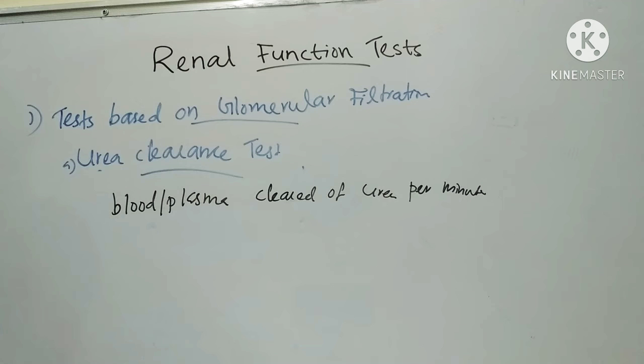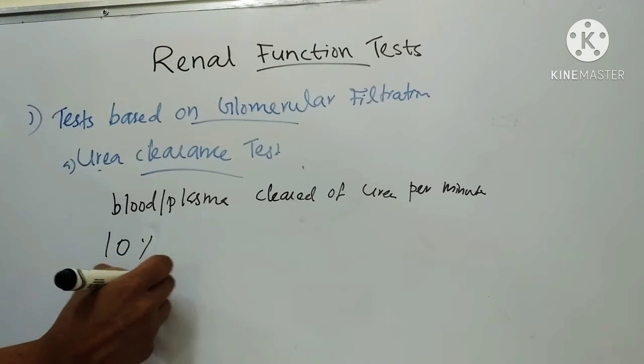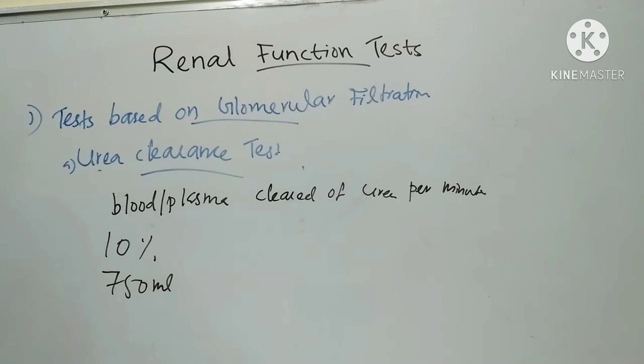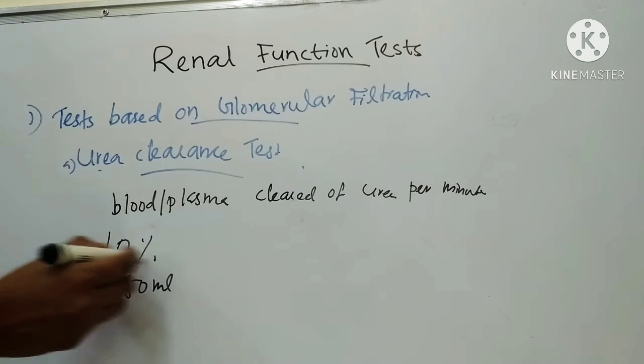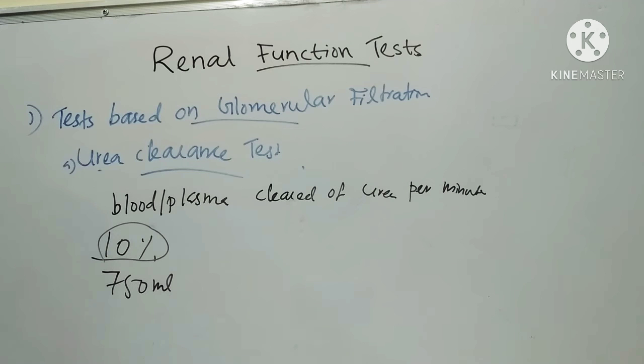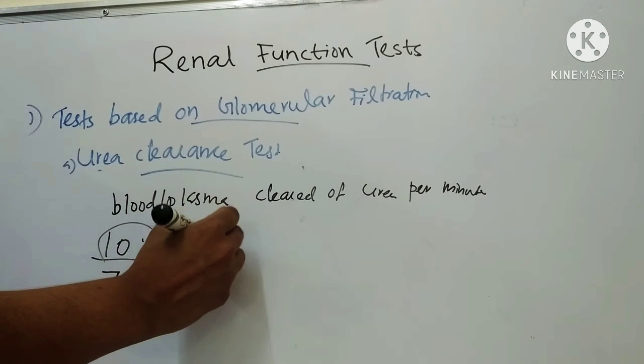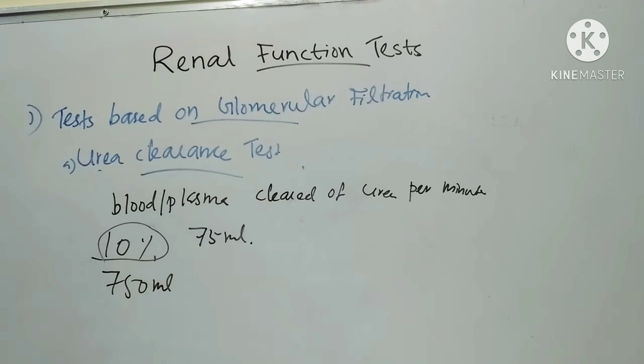This plasma is not completely cleared of urea. Only 10% of the urea is removed by the kidney. That is, 750 ml of plasma passes through the kidney per minute and only 10% of the urea is removed. This is equivalent to completely clearing 75 ml of plasma per minute.